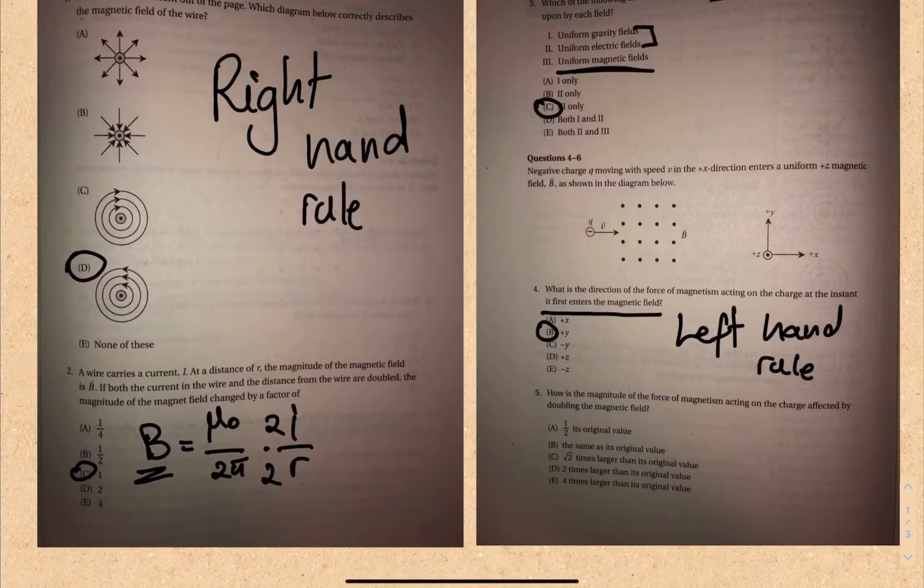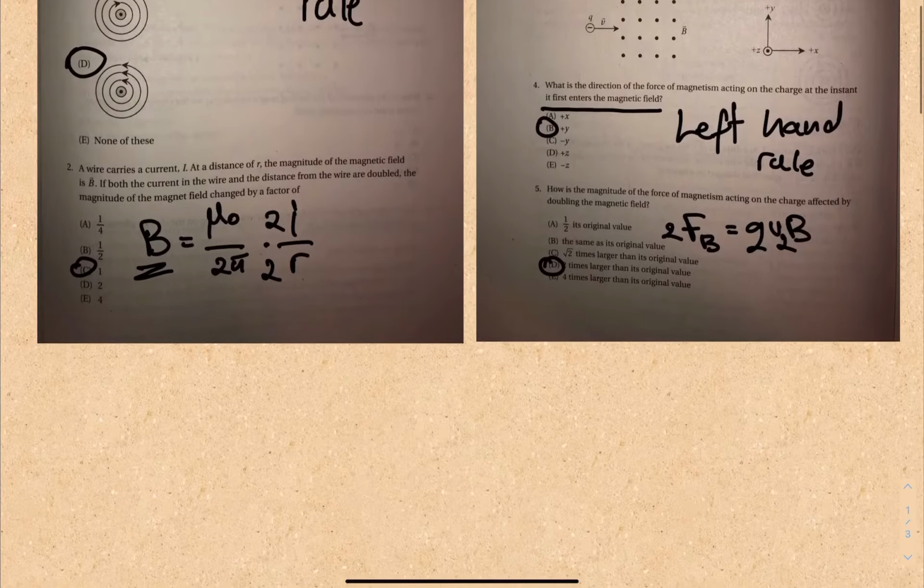How is the magnitude of the force of magnetism acting on the charge affected by doubling the magnetic field? So we know this formula, and if this one is doubled, so affected by the magnetic field, it will be like that, and the answer will be D. Now let's go to the next exercise.